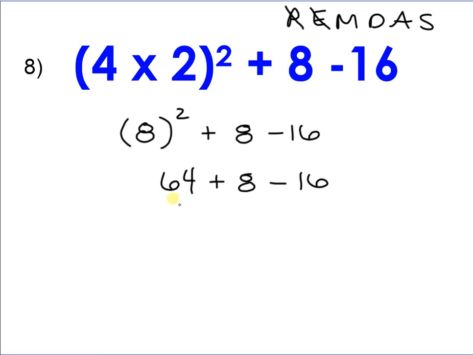Okay. Now I look for multiplication and division. I have none. I just have addition and subtraction, so I can cross those two guys out. So I need to do addition and subtraction in order from left to right. 64 plus 8 is going to be 72. And I rewrite the rest of the problem. So now I have 72 minus 16. So that's going to be, let's see, 56, I believe. And that should be your final answer.